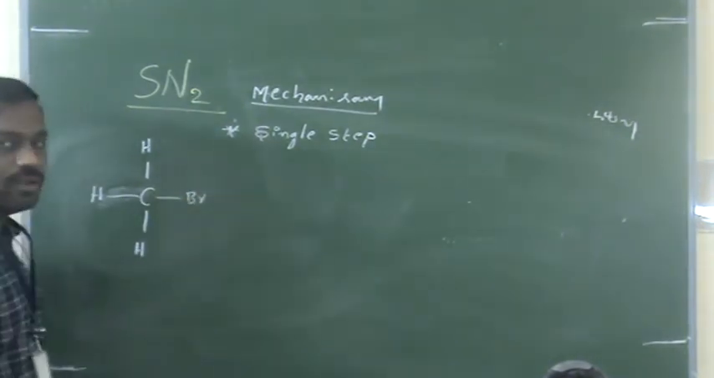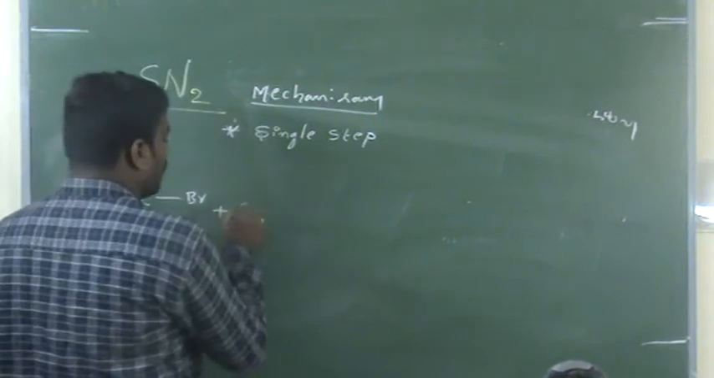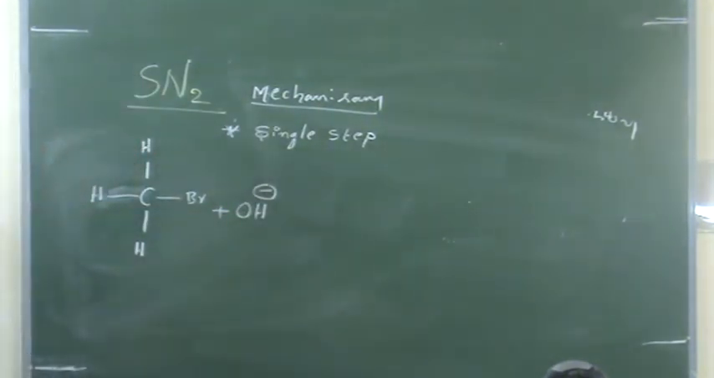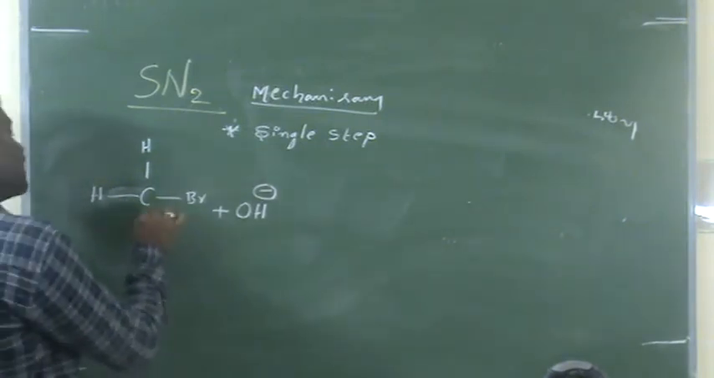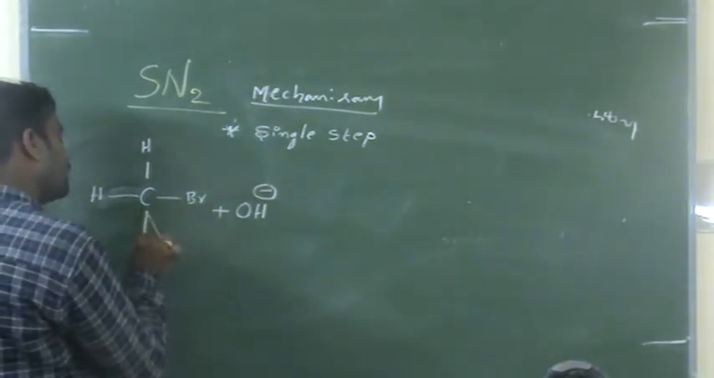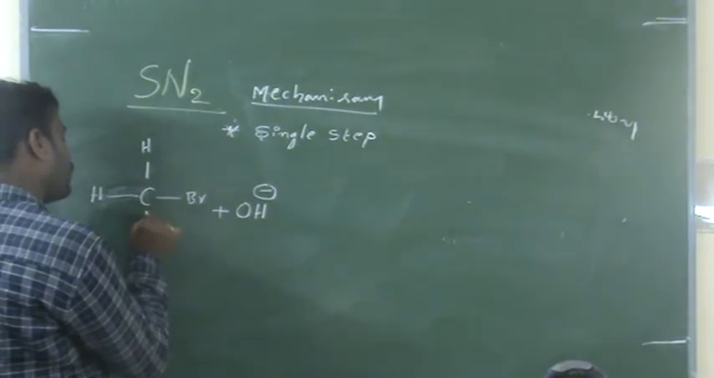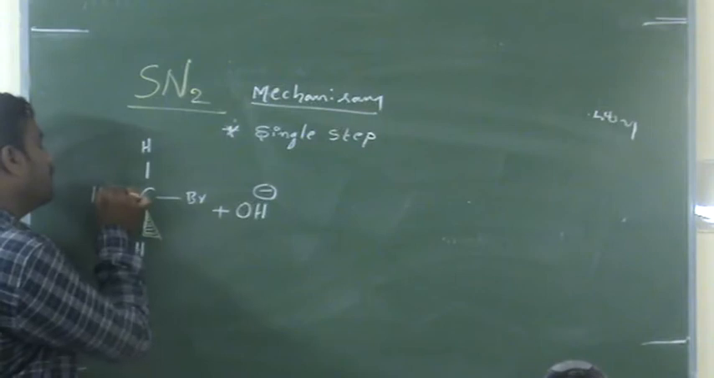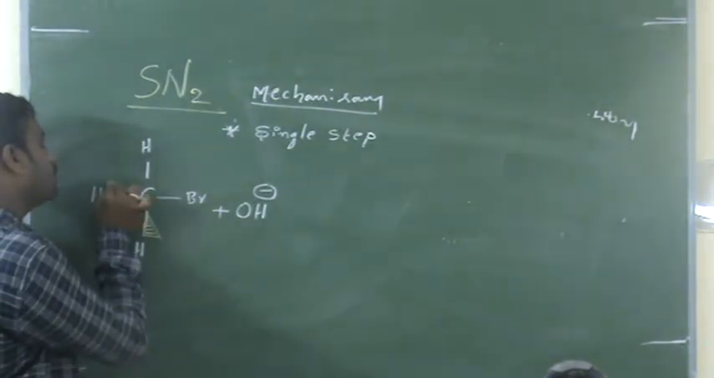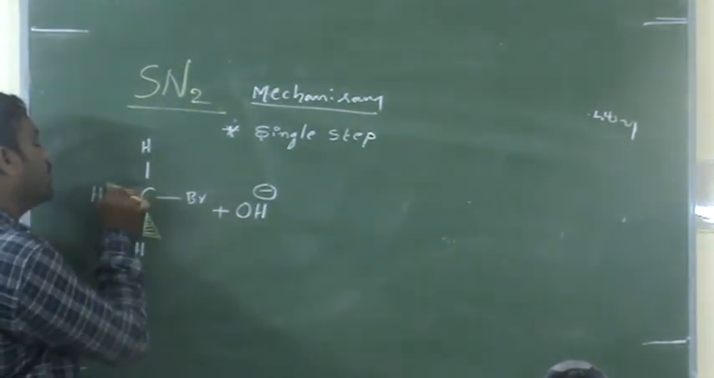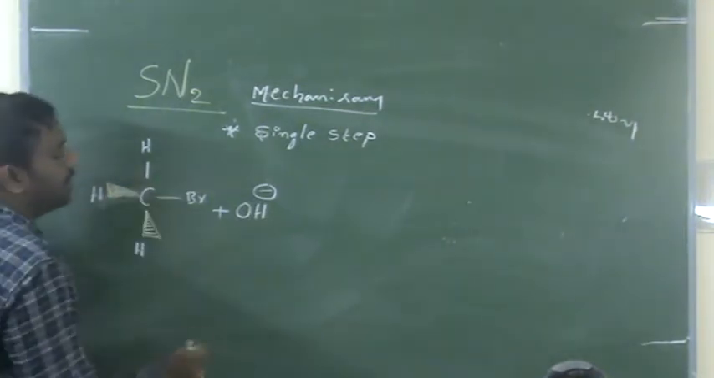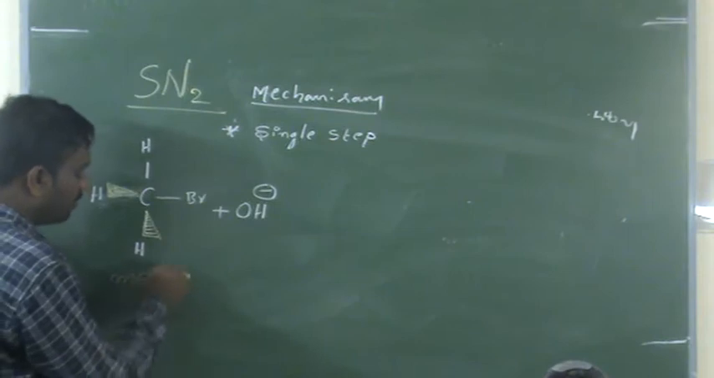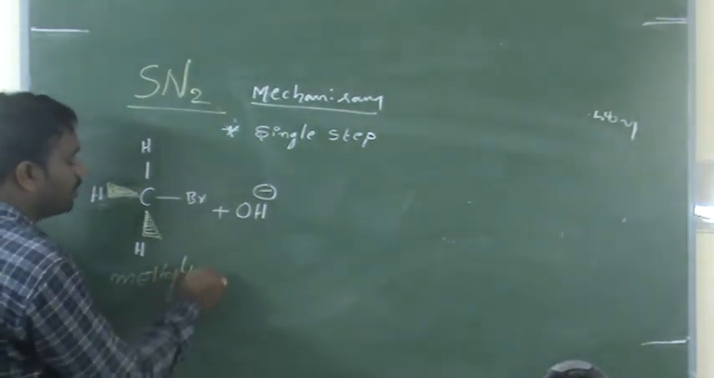This is methyl bromide. Nucleophile is nothing but what? OH minus. This is the OH minus nucleophile. So for our understanding purpose, I am taking this in the form of a dashed formula, and this in the form of shaded, in 3D representation. This is called methyl bromide.